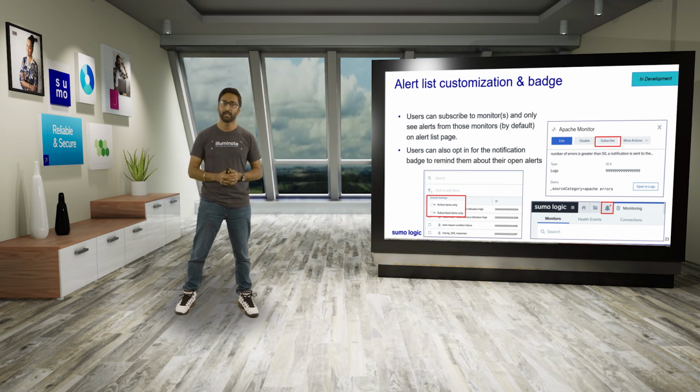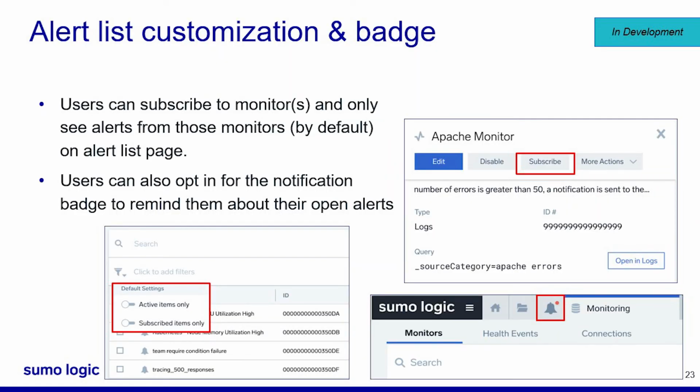Next is the alert list customization and badge. In order to easily find alerts that you care about, users can subscribe to monitors and only see alerts from those monitors by default on the alert list page. The screenshot on the right shows how to subscribe.